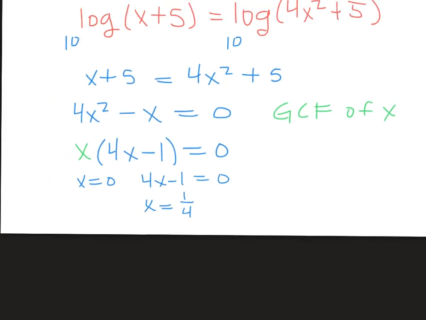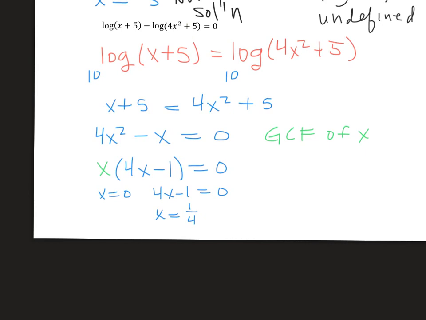Now we want to make sure that these aren't going to make one of our inputs to the log negative. 0, if we put 0 in, we would end up with log of 5 on both sides. And if we put a 1/4 in, that's going to make both of those things positive. So here we have two solutions, x equals 0, x equals 1/4.